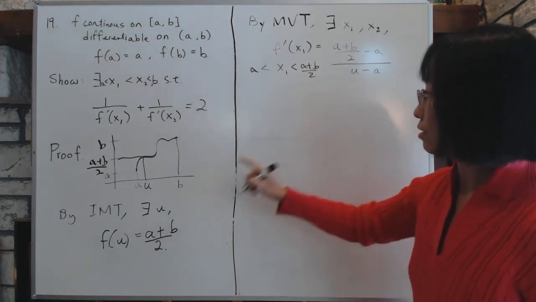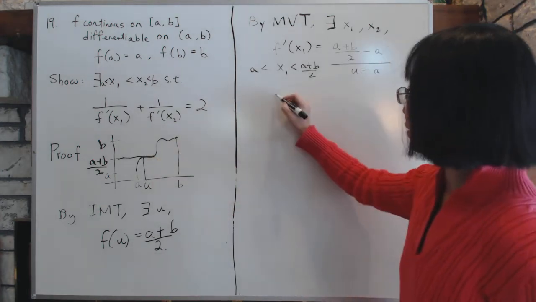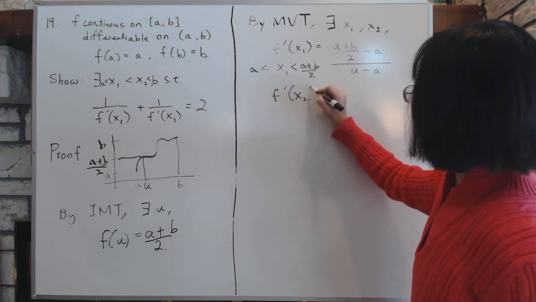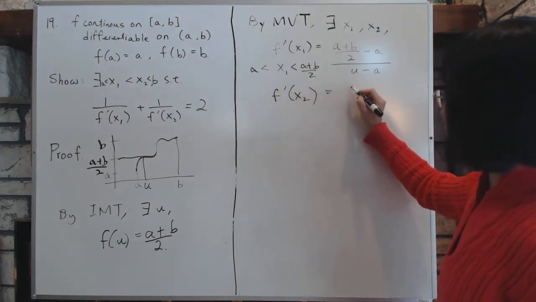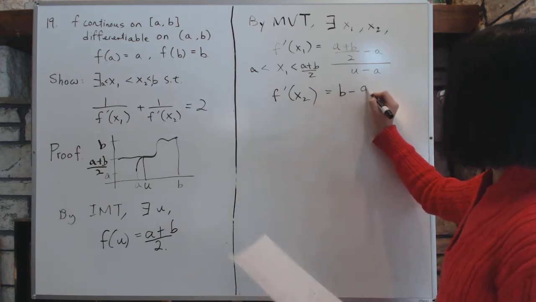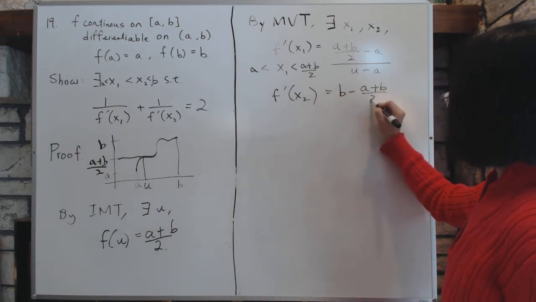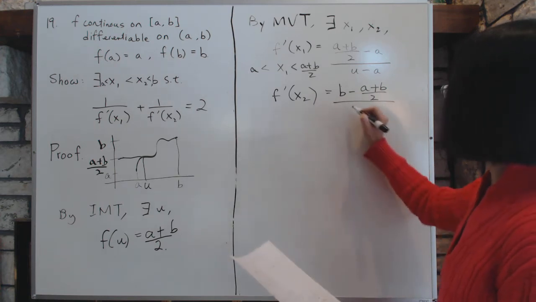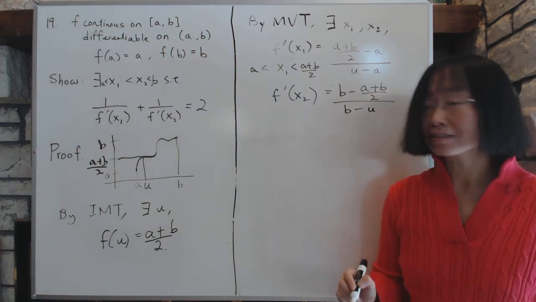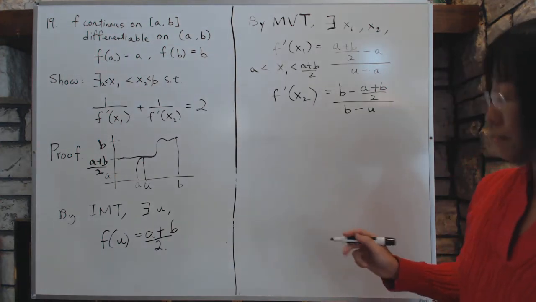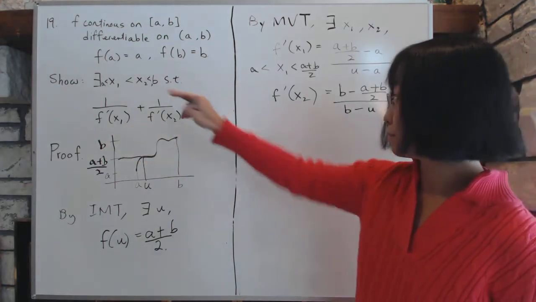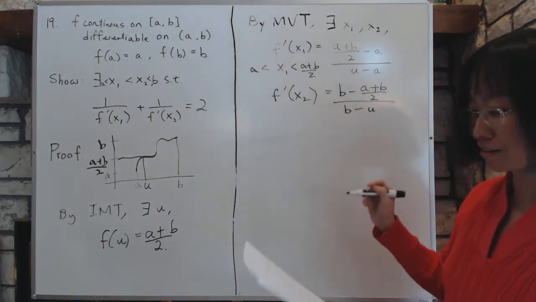And similarly, for the second section, we will use the mean value theorem to say that there exists x2 where f prime of x2 is, you do the b part, b minus (a plus b) over 2, divided by b minus u. All right, so all of that is looking decent. And now we're just going to use algebra to crank this out.